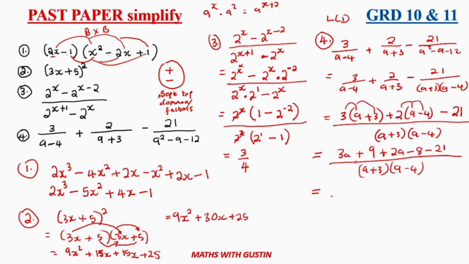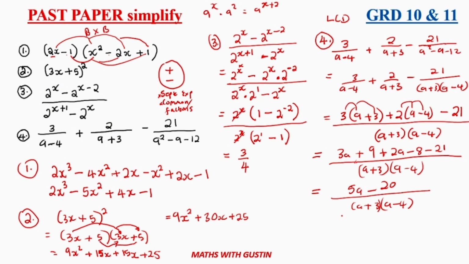Now what is left now is for us to group the like terms here. The LCD will still remain the same as it was before, minus that. Therefore, 3a plus 2a is going to give us 5a. And therefore, we need to add plus 9. Plus 9 minus 8 will give us 1. And therefore, minus 21 will give us minus 20. Right, therefore gives us minus 20.